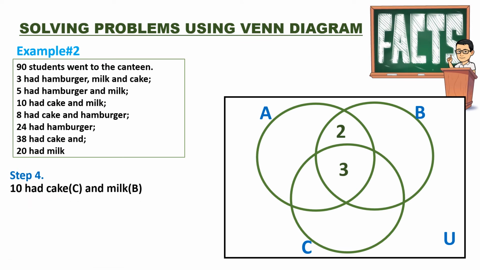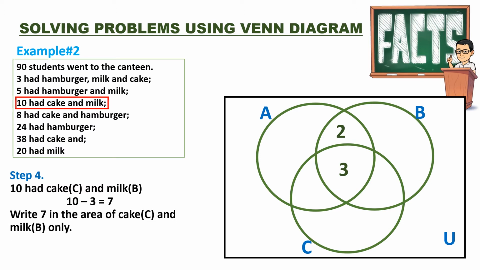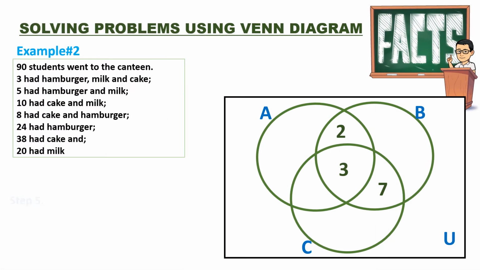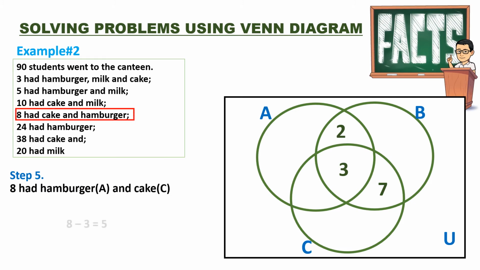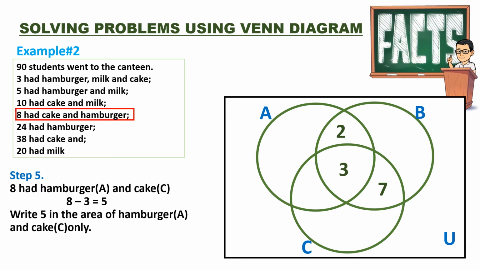Step 4, 10 had cake and milk. 10 minus 3 equals 7. Write 7 in the area of cake and milk only. Step 5, 8 had hamburger and cake. 8 minus 3 equals 5. Write 5 in the area of hamburger and cake only.